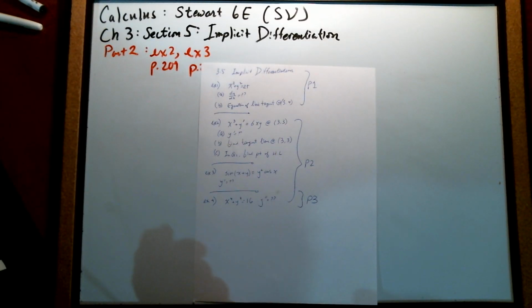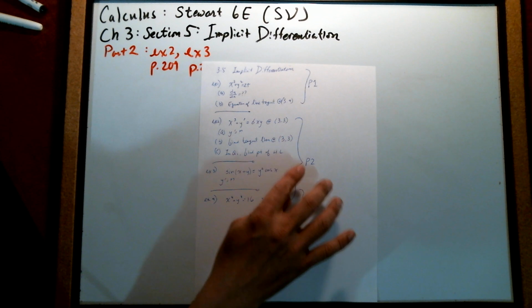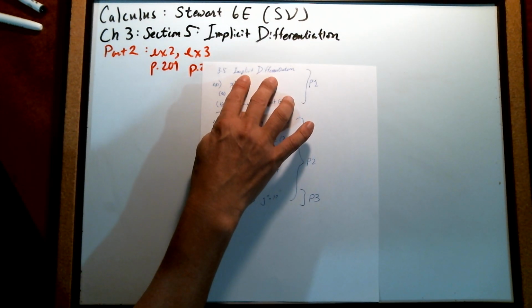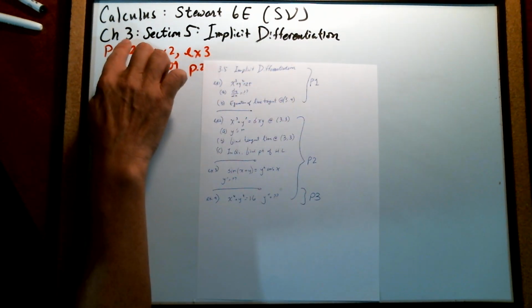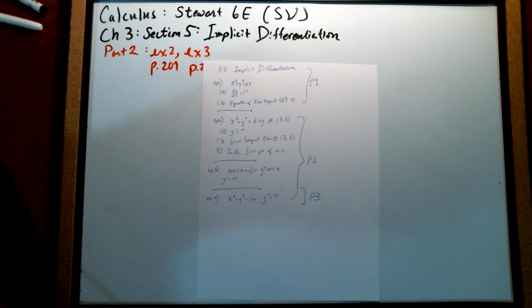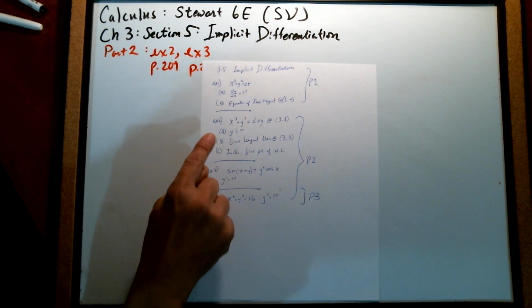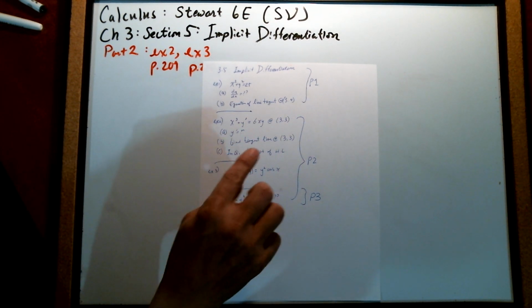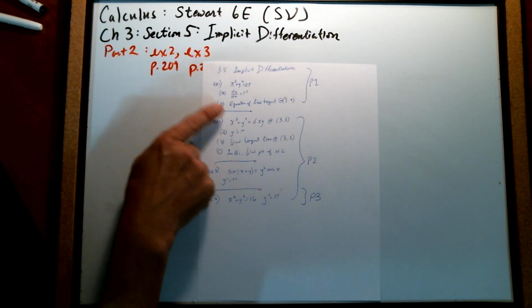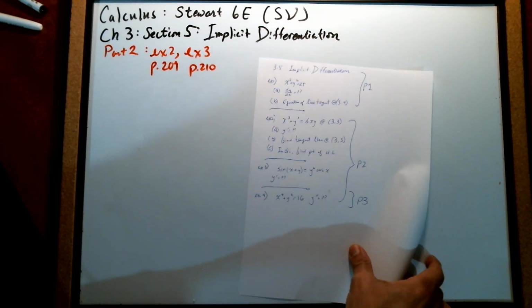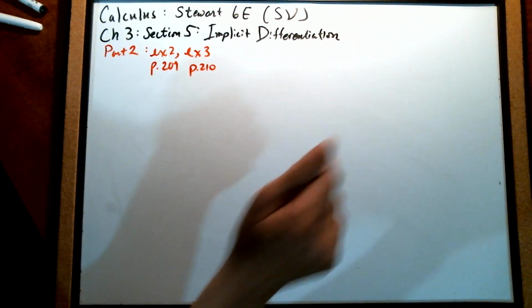Hi everyone. So this is part 2 of implicit differentiation, chapter 3, section 5. I will be doing example number 2 and example number 3. This is on page 209 and the next one is on page 210.